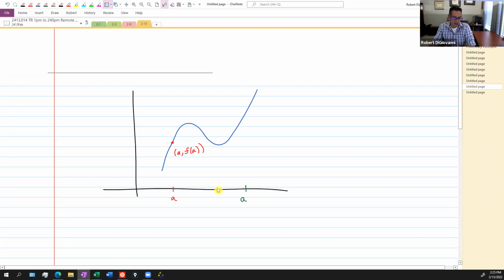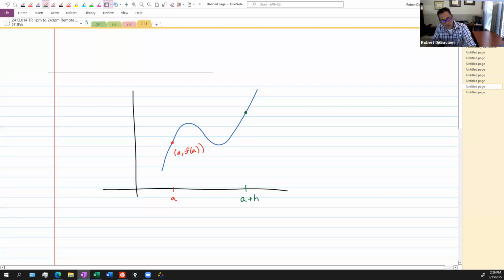Well, wait a minute. I can't let it be A because then they'd be the same point, right? But this is A, and then I move to the right a little bit. So isn't that A plus something? I'll call it H. So if this was 3, maybe this is 3 plus 1. Or if this is 3, maybe this is 3 plus a half. Whatever. It's just to the right of A.